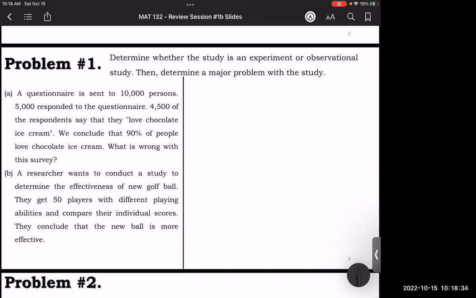So what do you think? Is this going to be an experiment or an observational study? Let me know in the chat, or you can kindly unmute your mic if you want to provide an answer. Yes, it's an observational study. How do we know that it's an observational study?